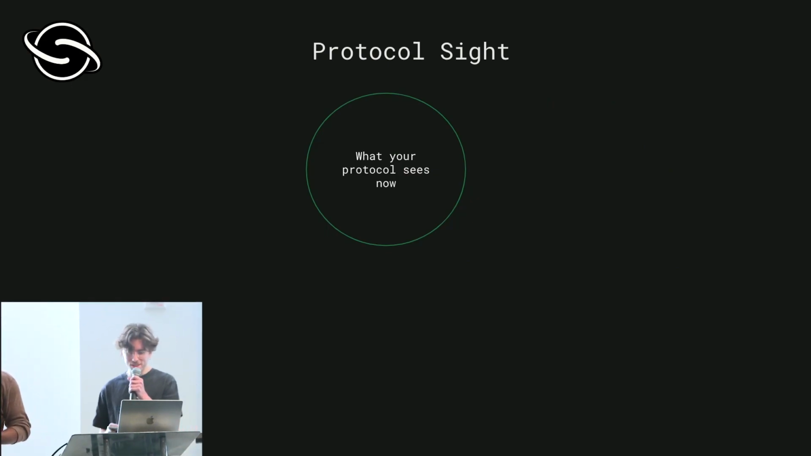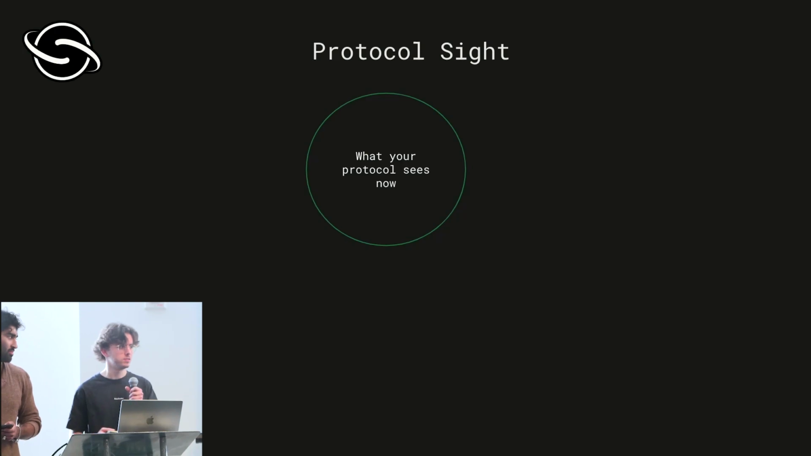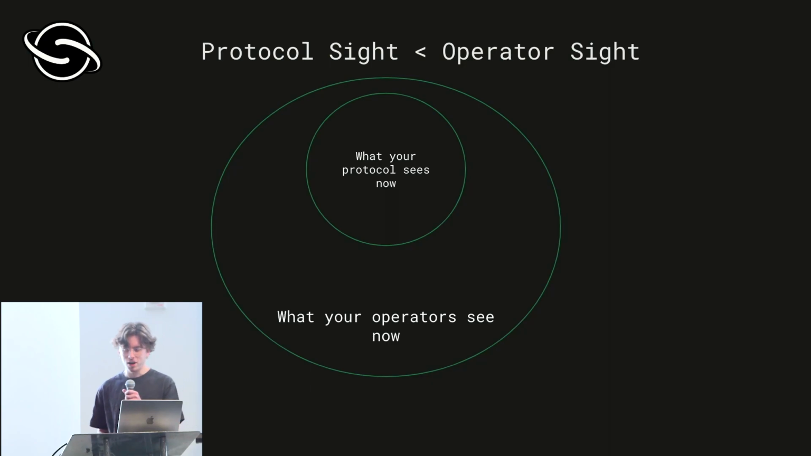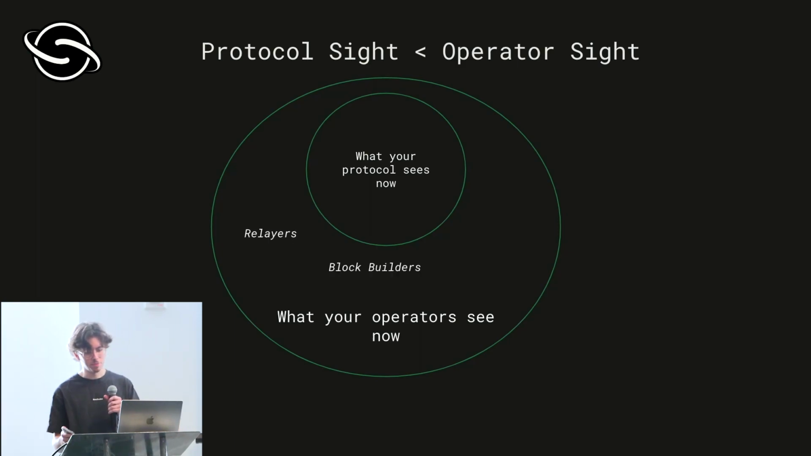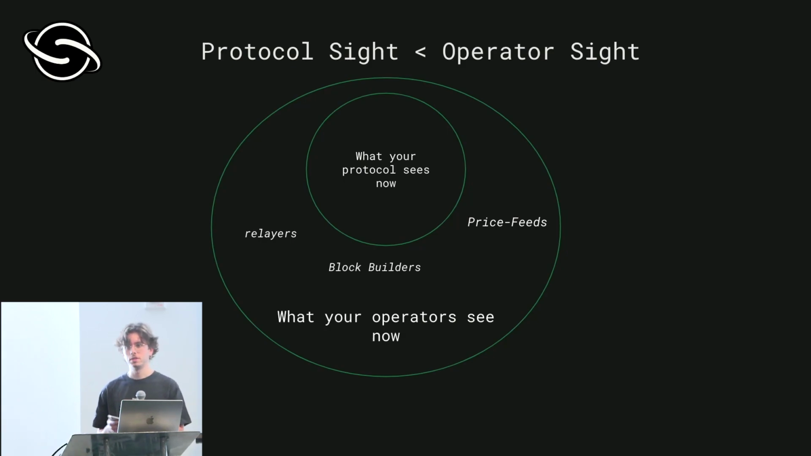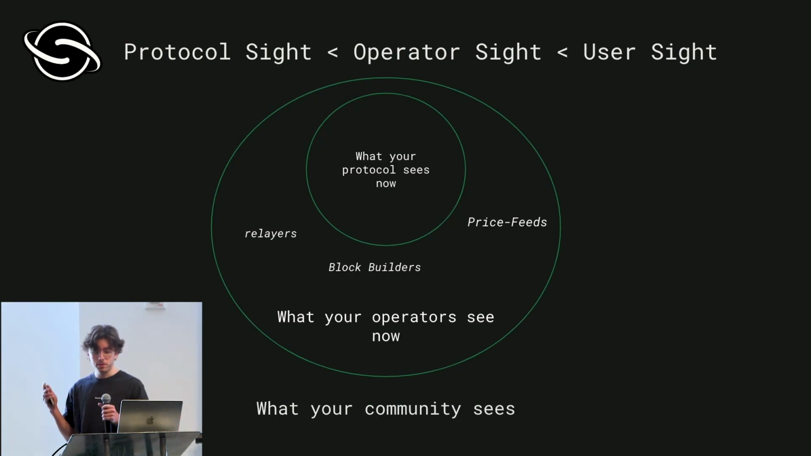So, there's a general separation between what your users, your operators, and your protocol can see. Your protocol effectively is aware of a state transition function. It knows of the inputs that are given to it. The operators are aware of each other, and they together provide inputs to the protocol itself. They also might be aware of relayers, block builders, or price feeds, and they might enter into private agreements with said service providers to essentially provide these new inputs to the protocol itself. And at the very outside level, you have your community, and they see everything from the outside in.